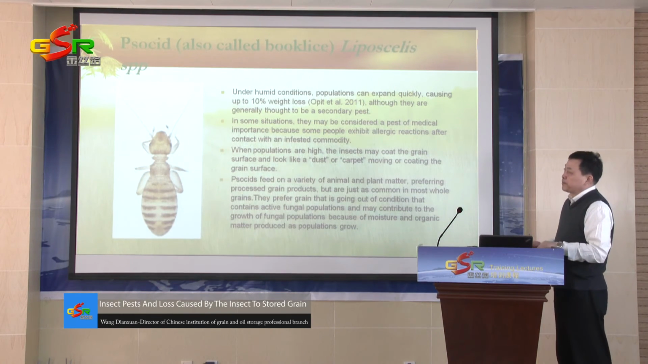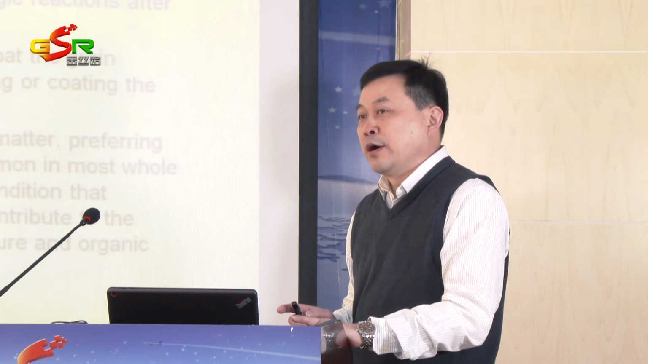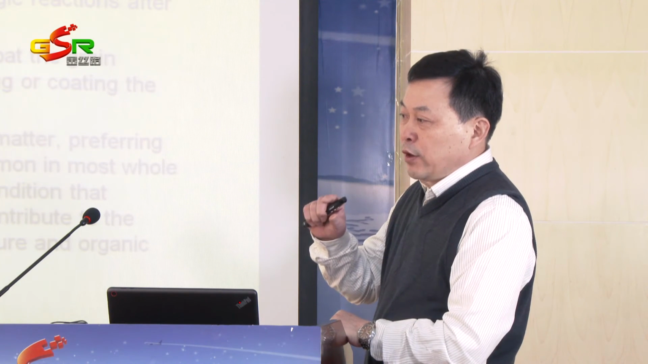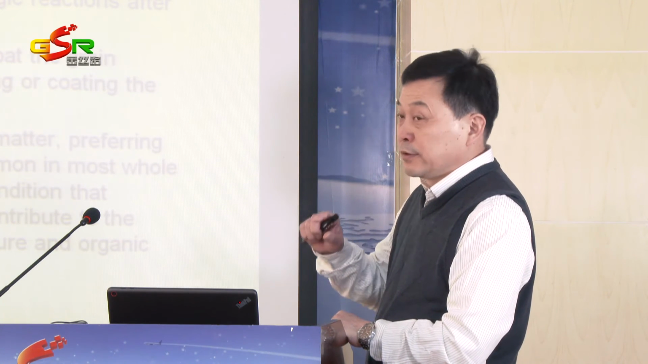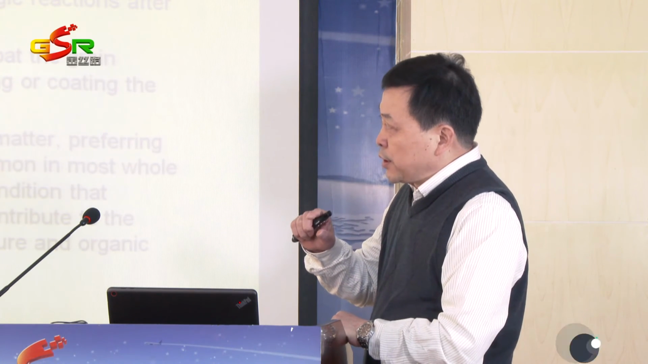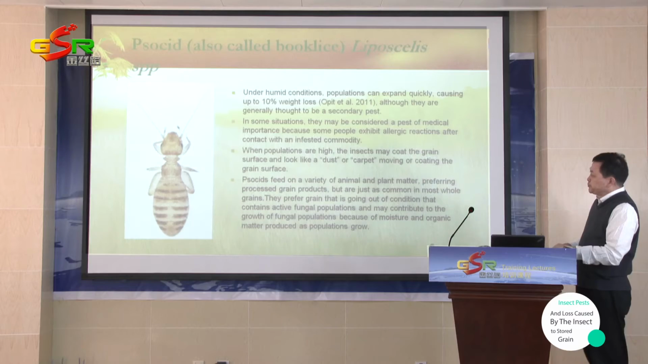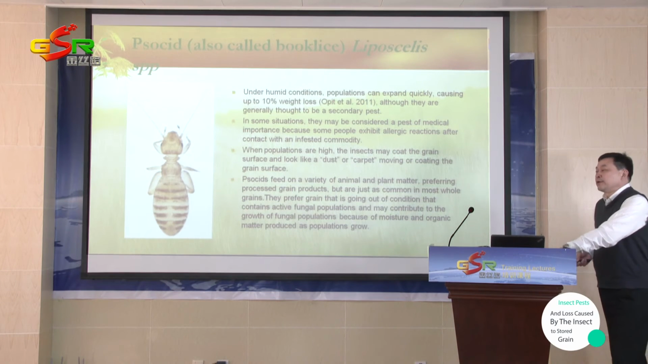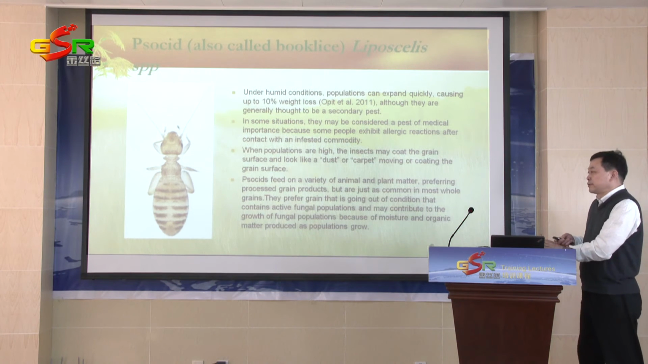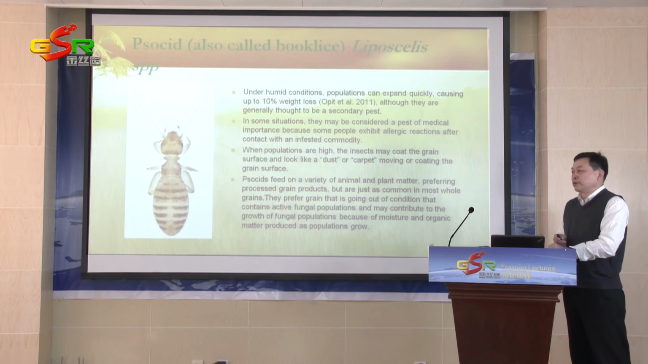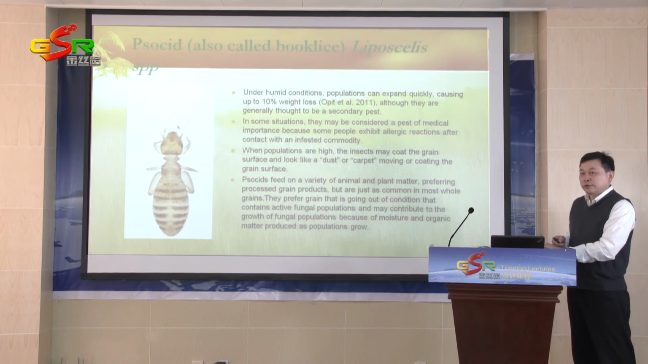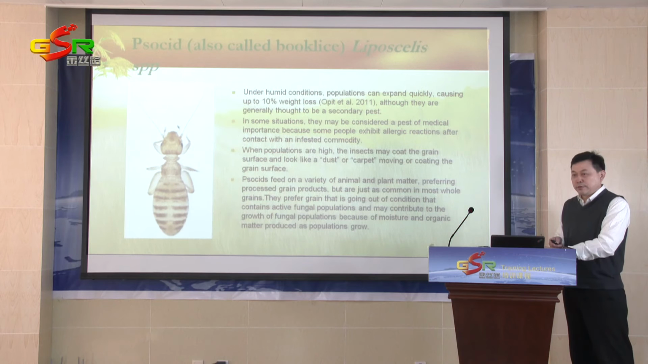Psocids are easy to find in damp stored grain. That means a high level of moisture content and a suitable temperature. Since the 1990s, psocids have been more easily found in stored grain. Nowadays, many researchers pay more attention to this group of insects.